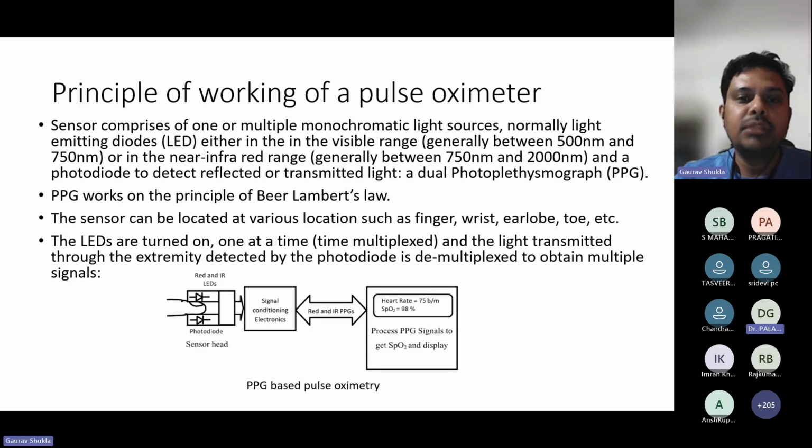Generally, a pulse oximeter uses one wavelength in the red region, which could be 660 nanometers, and one wavelength in the infrared region, which could be 930 nanometers. It works on the principle of Beer-Lambert's law. I'll come to Beer-Lambert's law later. Generally this could be fitted at different positions like finger, wrist, earlobe, toe, etc.